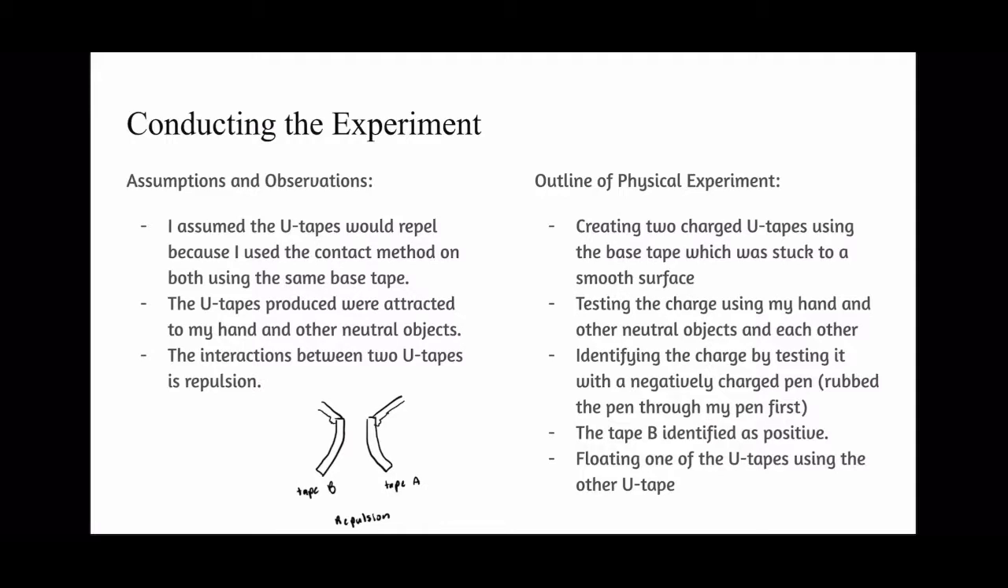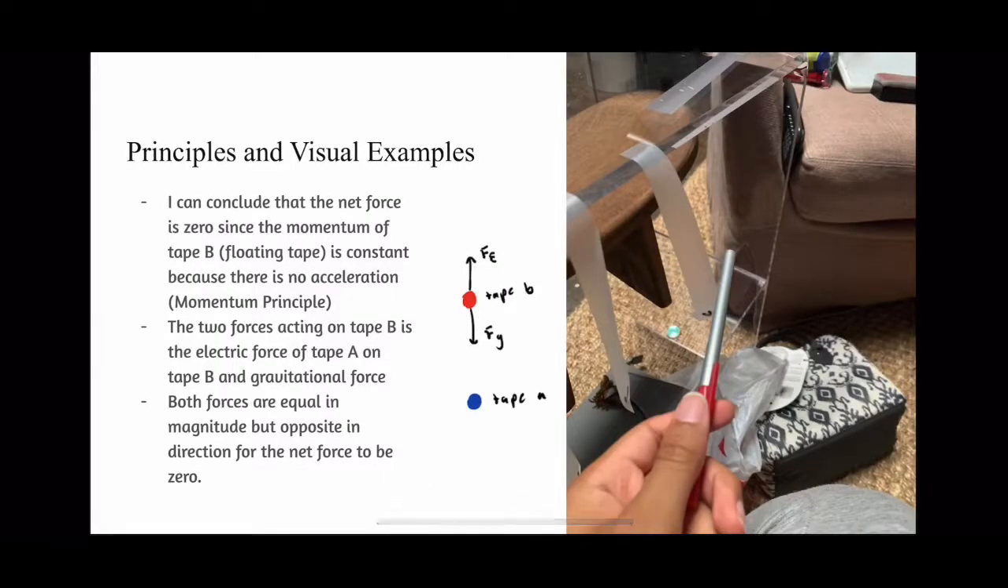Finally, using the two U-tapes, I was able to observe one tape floating the other through the power of repulsion. I suspended one piece of tape onto two books and moved the other tape under the suspended tape until the tape was floated. The large picture to the right is an image of how the U-tape interacted with the pen to give you a visual of the physical experiment.